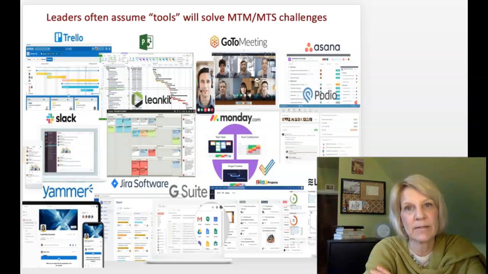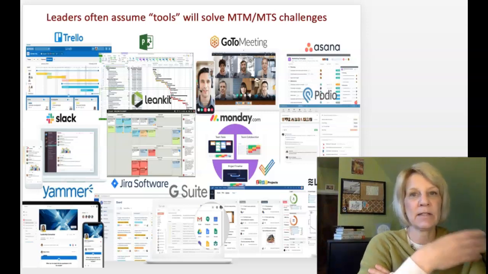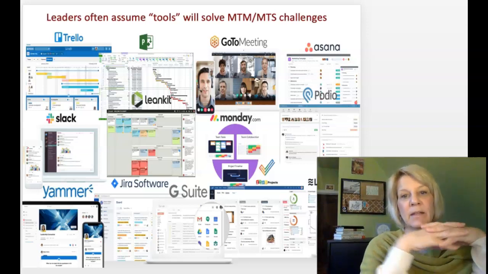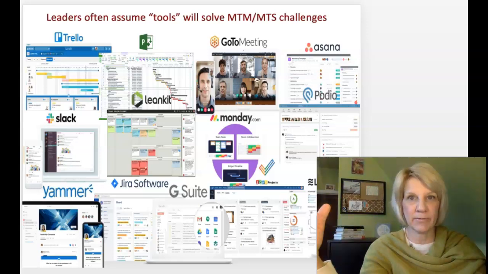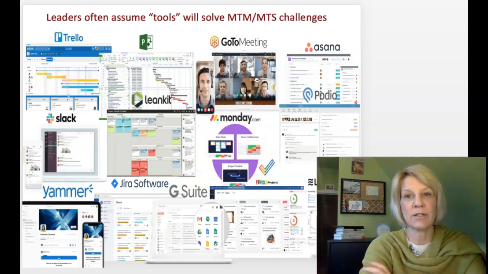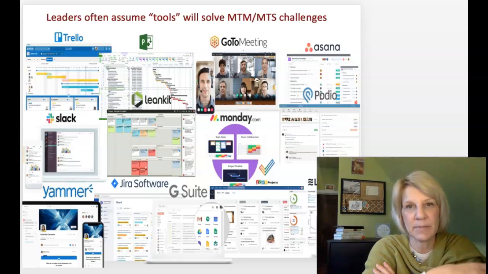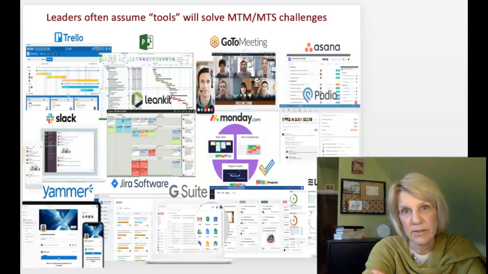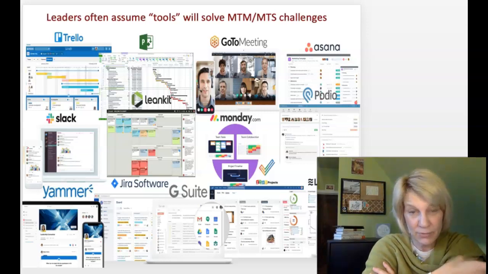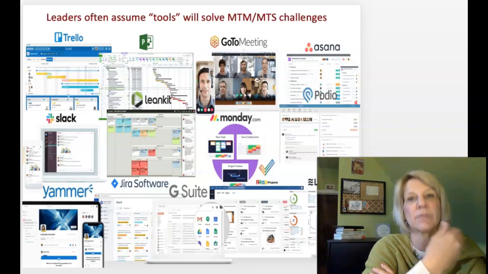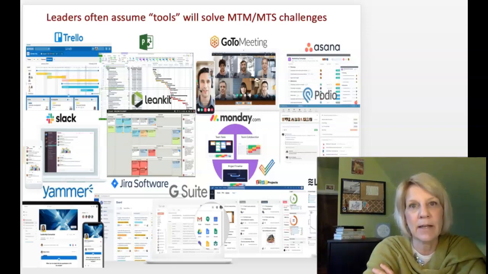One starting point is that leaders and organizations often assume tools will solve these problems. So, we've seen this massive proliferation of coordination and collaboration software and tools. And of course, these can be effective. I've been working to apply Trello to some of my staff and some of the different projects that we have to cover routinely recurring activities in the department.